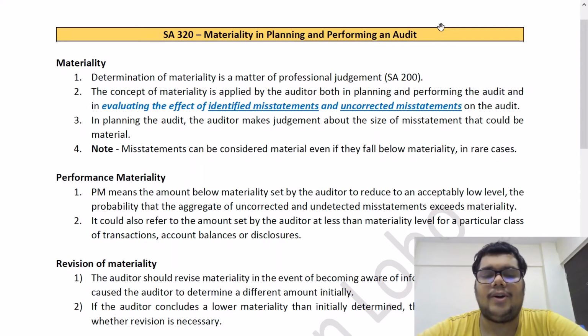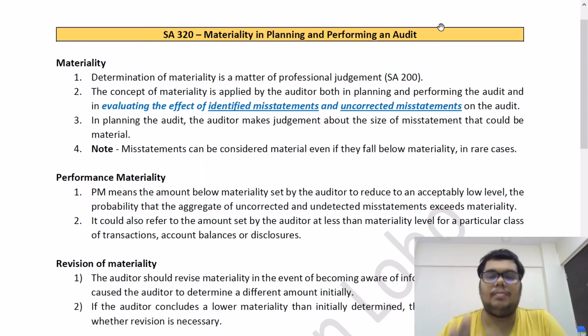Point number 4, very important, misstatements can be considered material even if they fall below materiality in rare cases. So there is no thumb rule that if your misstatement is below materiality level, it is always immaterial. You can still consider it material and ask the client that we want this to be corrected. This cannot be left uncorrected.